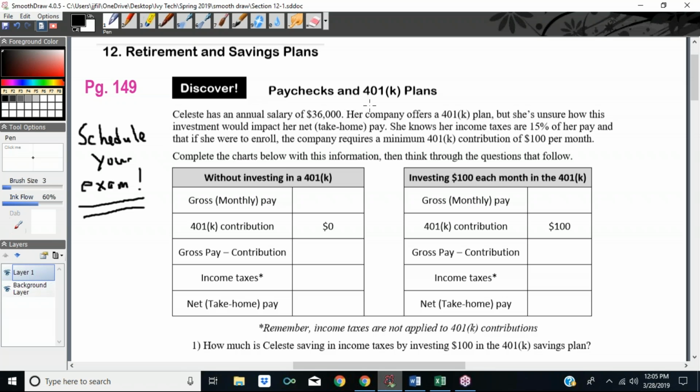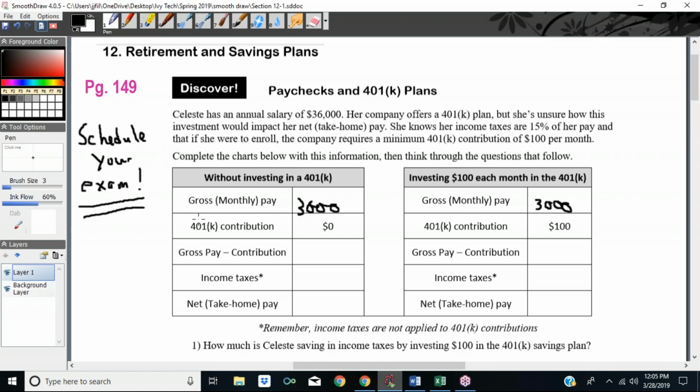Here we're talking about Celeste and her paychecks in the 401k plan. So the whole idea here is to show you that when you make contributions to your 401k, those contributions are made before taxes are calculated. So we'll see what happens here. Celeste makes $36,000 a year. That means she makes $3,000 a month, and we just get that by dividing by 12. So $36,000 for the whole year, so $3,000 each month.